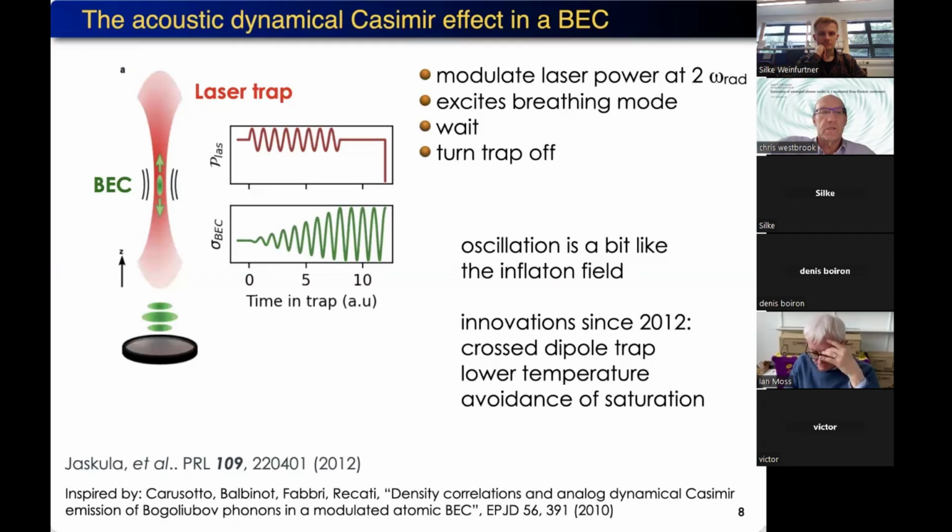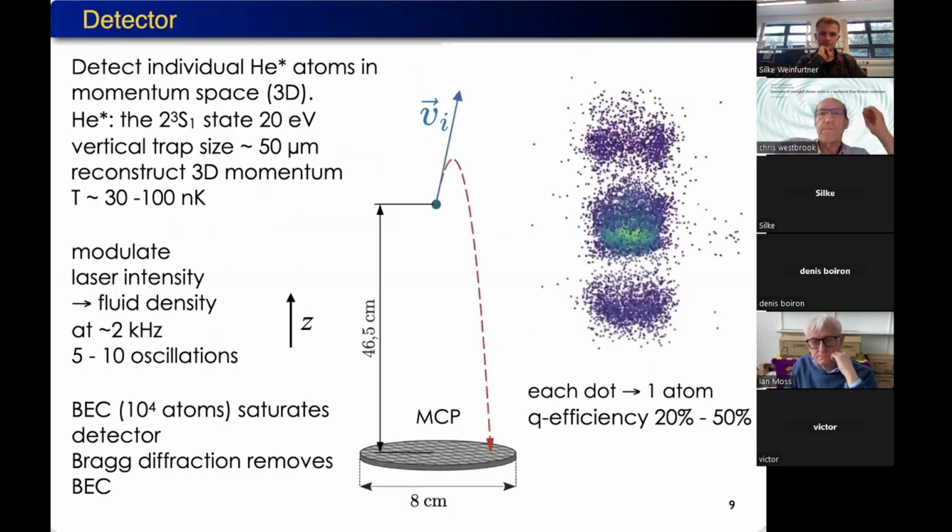The detector has a danger of saturation when a BEC hits it. And so we have taken steps to circumvent this problem by scattering away a large fraction of this BEC so that we can concentrate our efforts on analyzing the particle production, these side bands, which I will talk about in a minute. Okay, so the detector is really important, so I'm going to talk a little bit more about it.